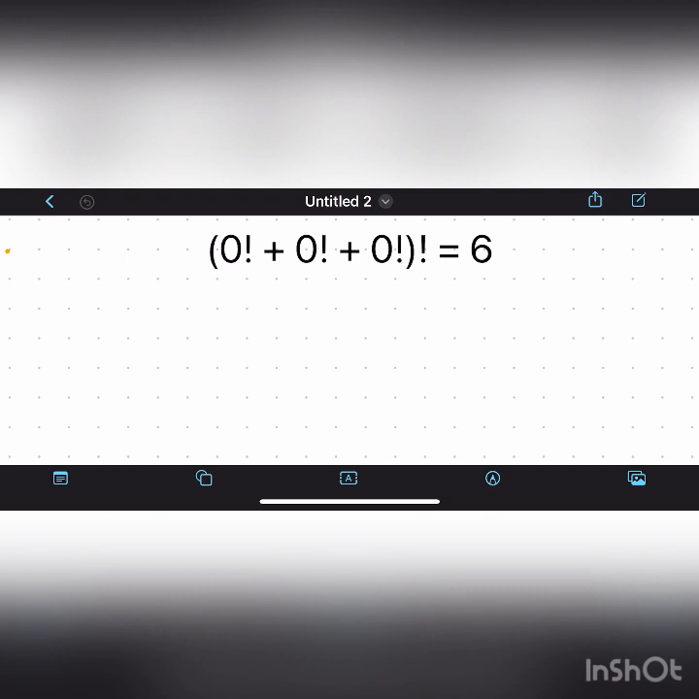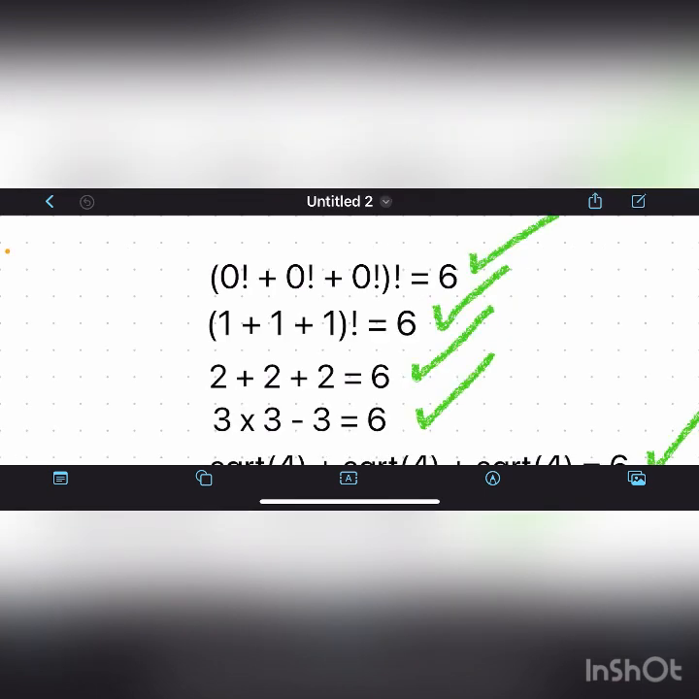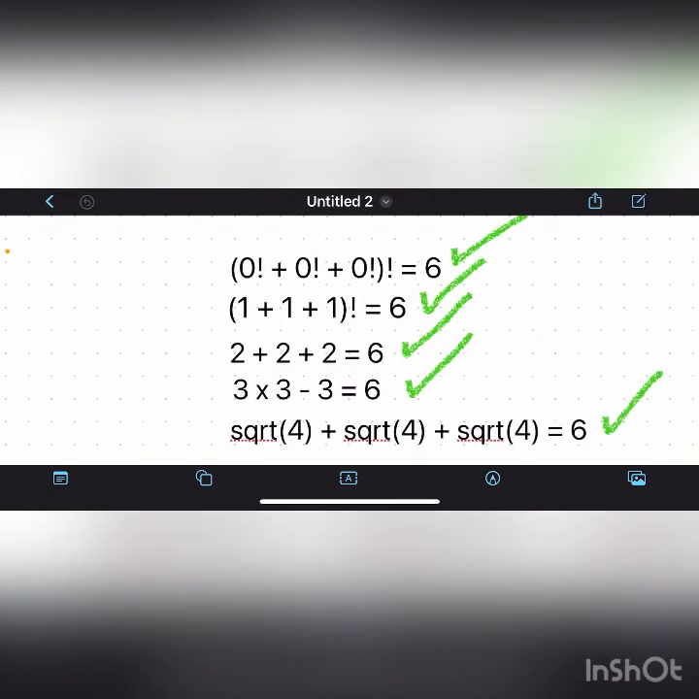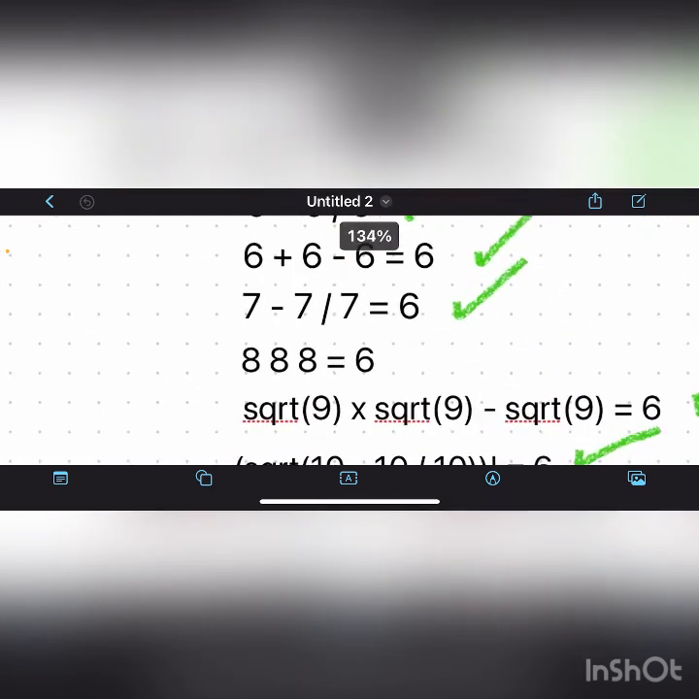Okay, so for this one, you're going to need to know a little bit of maths. Some people may know that 0 factorial is 1, and then, like the one with the 1's, 1 plus 1 plus 1 is 3, and 3 factorial is 6. So if you do 0 factorial plus 0 factorial plus 0 factorial, 1 plus 1 plus 1 is 3, and 3 factorial is 6. Okay, so now we have finished all of them, except for the one with the 8's.